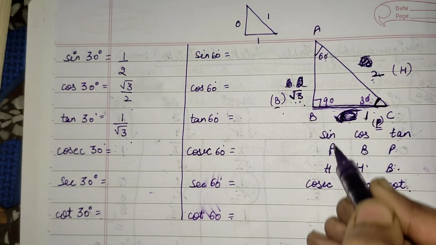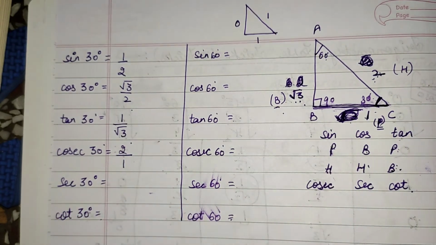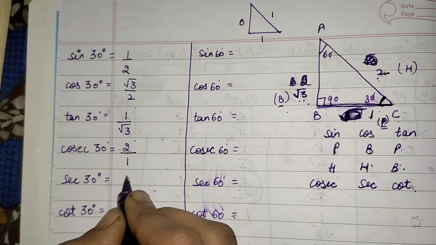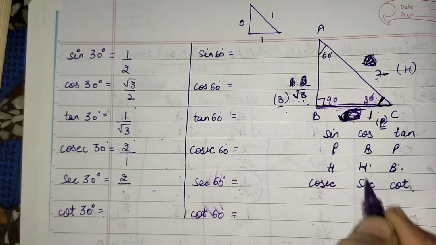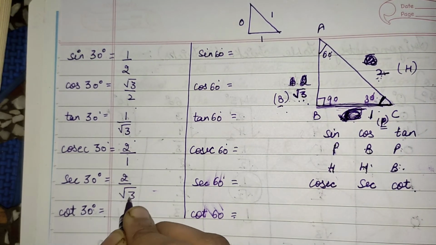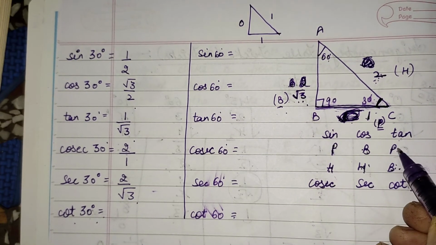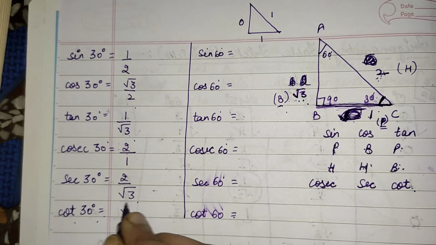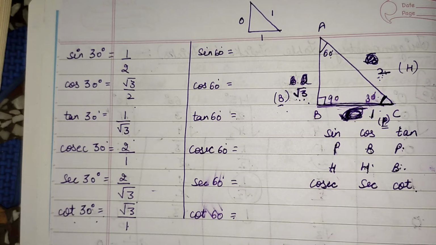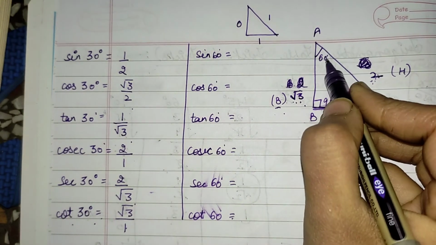Cosec 30 is hypotenuse by perpendicular. Hypotenuse is 2 and perpendicular is 1. Secant 30 is hypotenuse by base. Hypotenuse is 2 and base is my root 3. Next, cot 30. Cot 30 is base by perpendicular. So base is root 3 and perpendicular is 1.